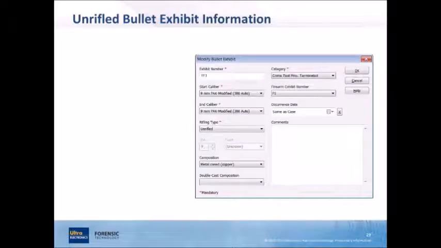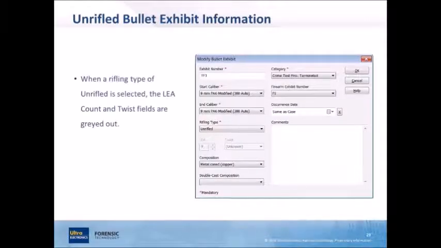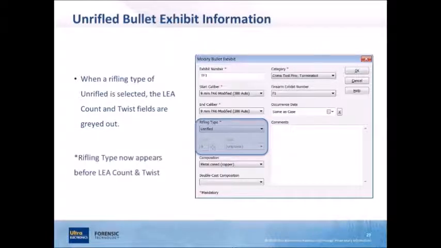When entering the bullet exhibit into BULLETTRAX, it's obviously very important that we enter unrifled as the rifling type. Now, when we do this, the lead count and the twist fields are grayed out, so they are always unknown. It's worth noting that in version 3.1.1, the rifling type appears before the lead count and twist direction, whereas previously it was the other way around.